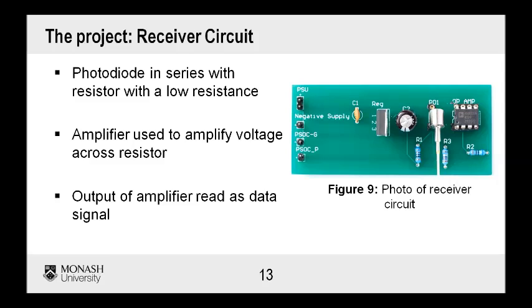The receiver circuit receives the transmitted signal using a photodiode in series with a low impedance resistor. An amplifier is used to amplify the voltage across the resistor to ensure it is at a readable level. The output of the amplifier is the intended data stream, which will be interpreted by a second PSoC chip.